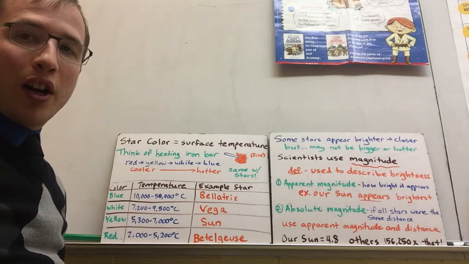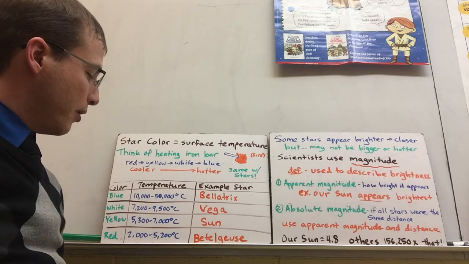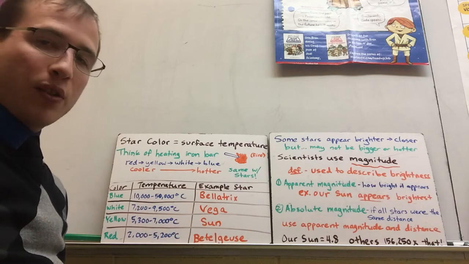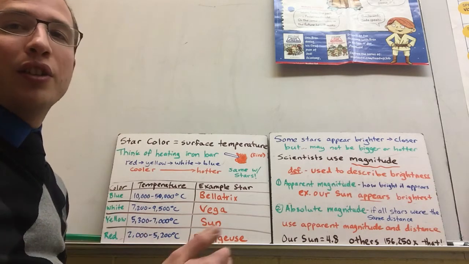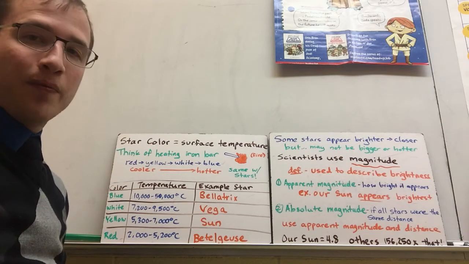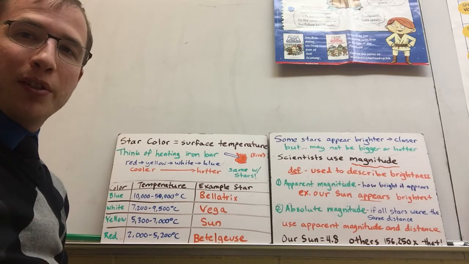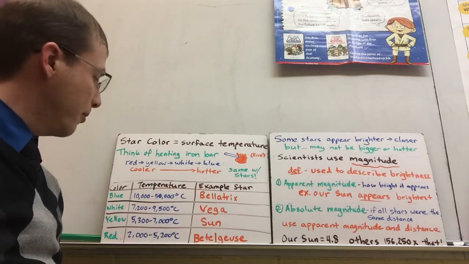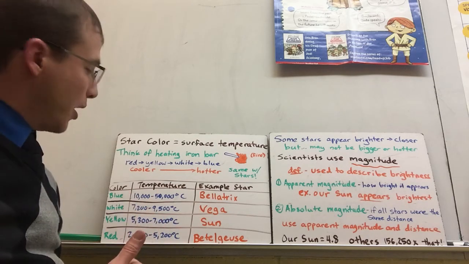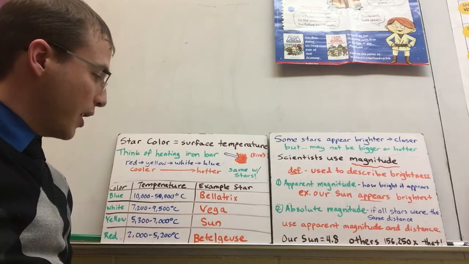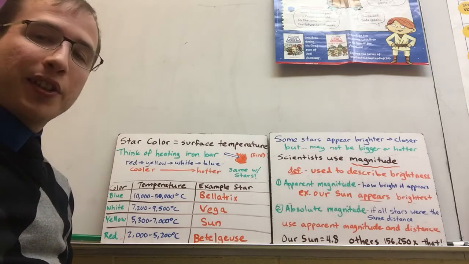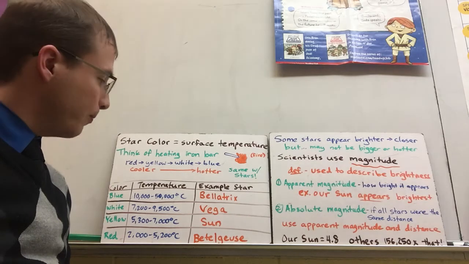Now a yellow star is going to be about 5,300 to 7,000 degrees Celsius. So we're getting hotter. An example of a yellow star is our sun. Our sun is a yellow star. That's why it appears yellow to us, and we always color it yellow. And then a white star is 7,200 to 9,500 degrees Celsius. And an example of a white star is the star Vega.